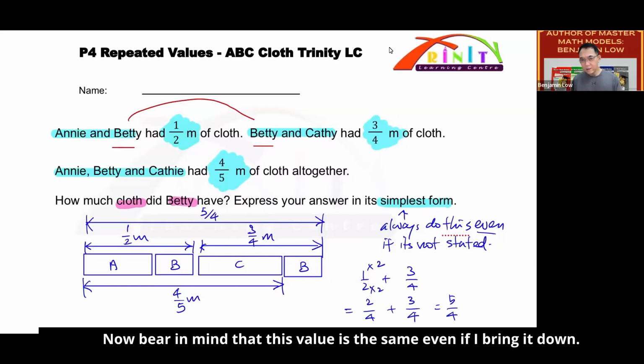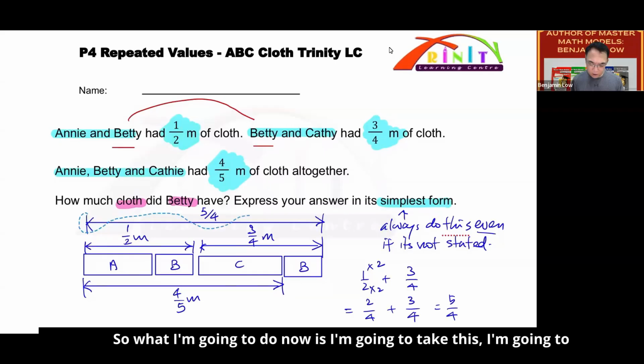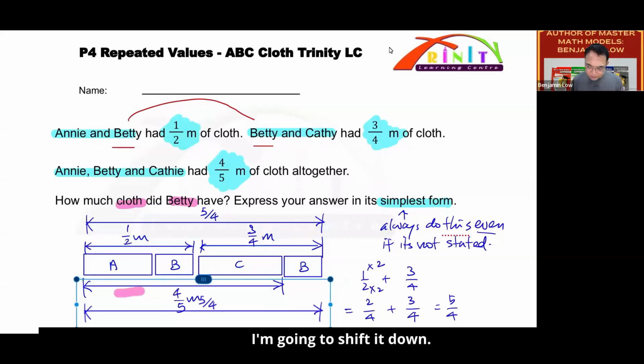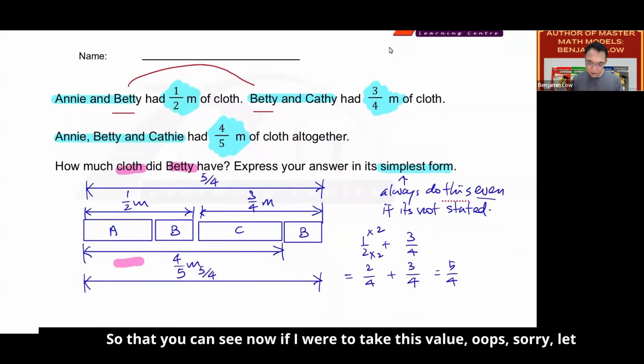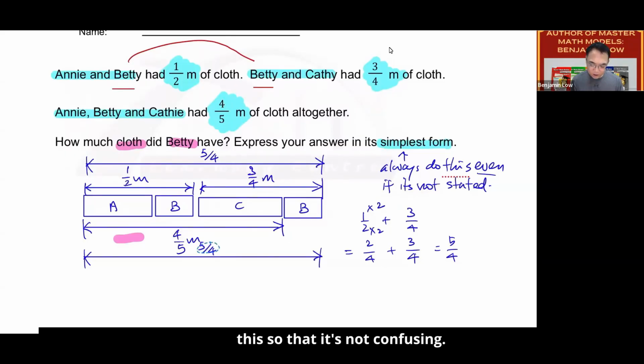Now, bear in mind that this value is the same even if I bring it down. What do I mean? I'm going to take this, duplicate it, and shift it down so that you can see. Sorry, let me just move this so that it's not confusing. So this is 5 over 4. Let me just rewrite that.